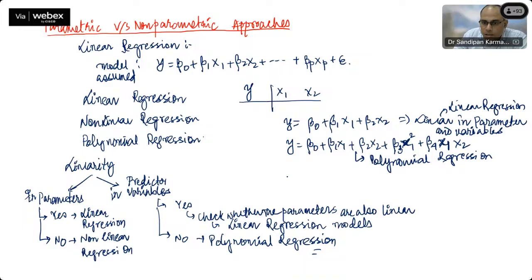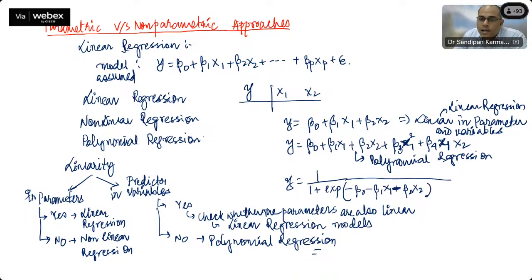Now suppose I am having y equals 1 by 1 plus exponential of minus beta naught minus beta 1 x1 minus beta 2 x2. This kind of model. Now what is this kind of model? Which regression is this? This is logistic regression. Now in logistic regression, beta naught, beta 1, beta 2 are all acting non-linearly on this particular y. So that's why this is a non-linear case.